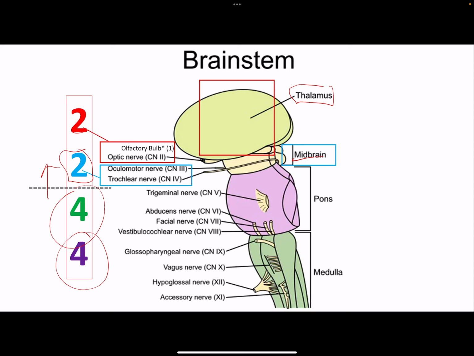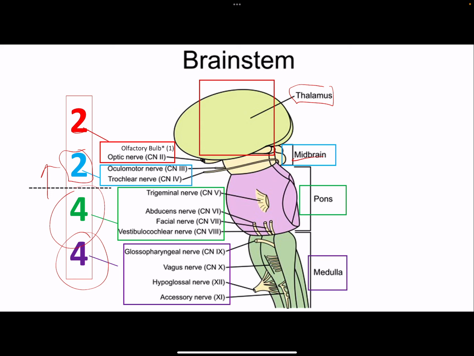Then we have 3 and 4 in the midbrain, 5, 6, 7, 8 in the pons. Now, there's going to be a little bit of overlap. Trigeminal nerve is really big. It's going to kind of go all over. Cranial nerve 8 is right on the cusp, a little bit in the pons, a little bit in the medulla. That's going to be important for strokes later when we're looking at the PICA and the AICA strokes. And then we have 9, 10, 11, and 12.